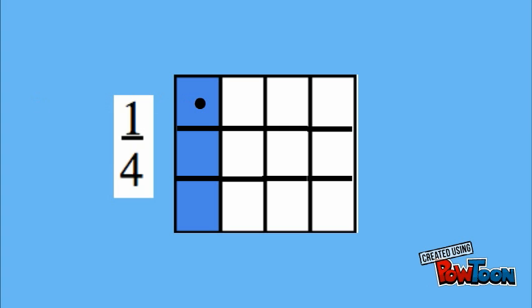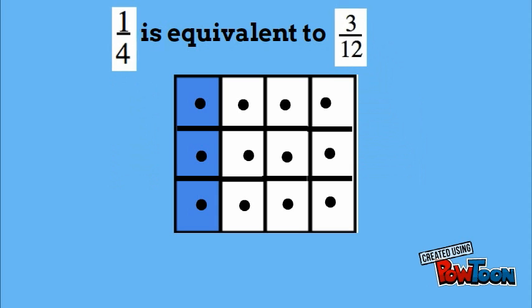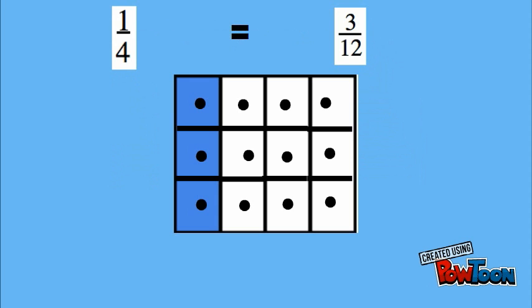So let's count up the shaded: 1, 2, 3 little parts now out of 1, 2, 3, 4, 5, 6, 7, 8, 9, 10, 11, 12. So 3 out of 12 shaded, so that gives me 3/12. So again, I would say 1/4 is equivalent to 3/12. Or another way we could say it is 1/4 and 3/12 are equal.